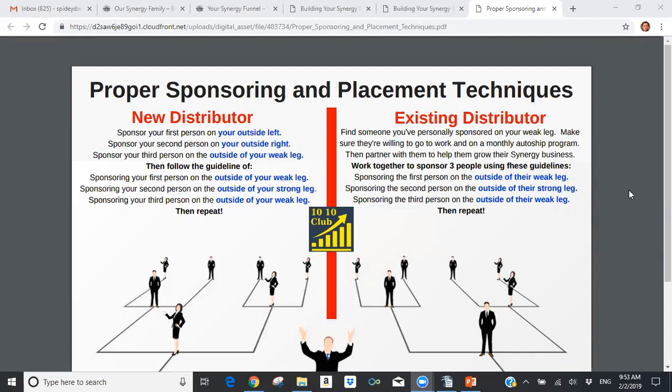Other people need you. John implemented. You're not going to grow your customer base or your distributor base unless you implement. Everything is about implementation. And then as you implement, you refine and you add.